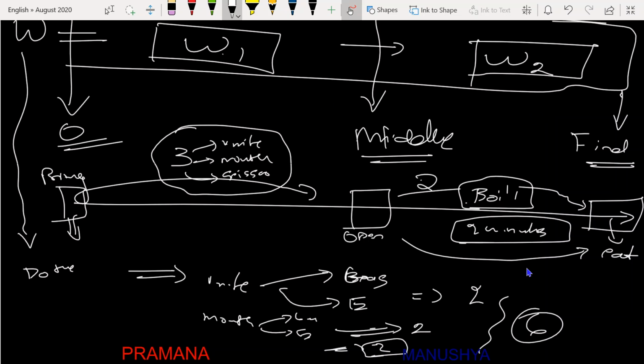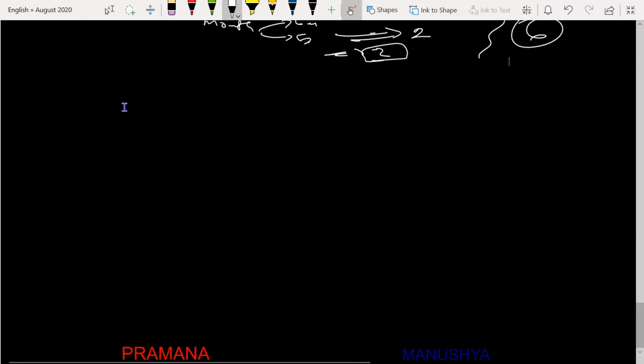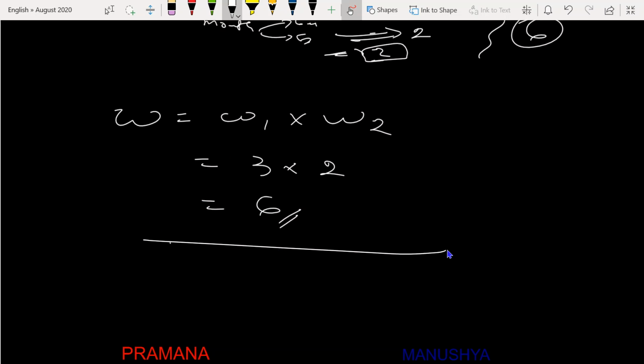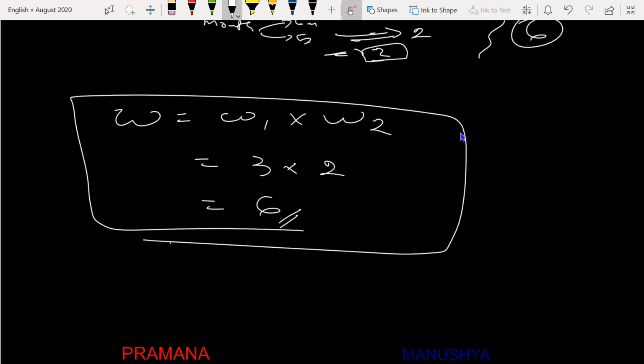So what you have to do is, if the work is divided into 2 parts or many parts, here there are 2 halves, you will multiply. The total number of ways will be W equal to W1 ways into W2 ways. First was 3, second was 2, so this will be 6 ways. Like this we will use this concept. If the work is divided into two parts or many parts, you will multiply.